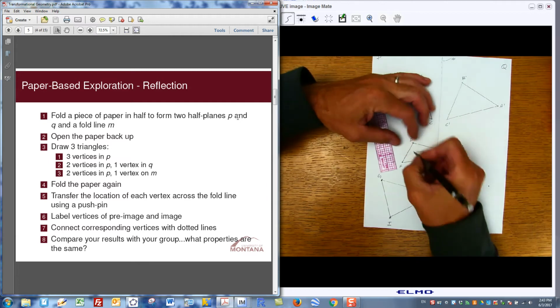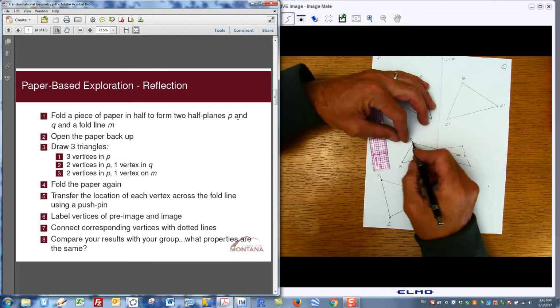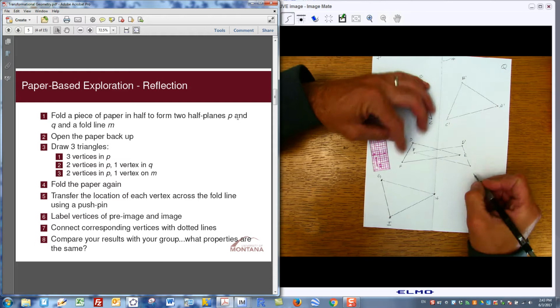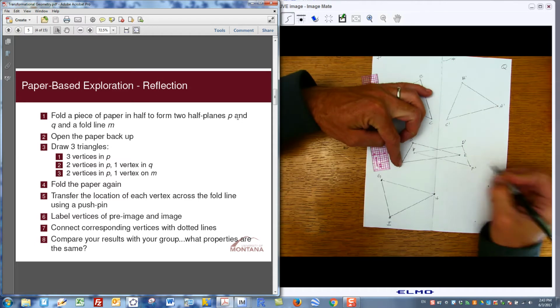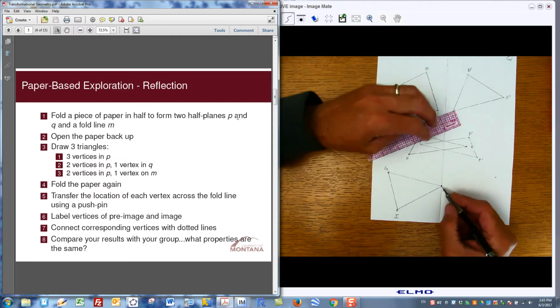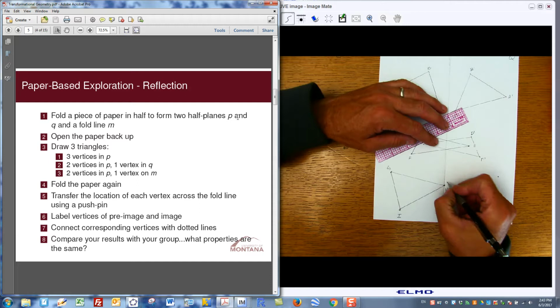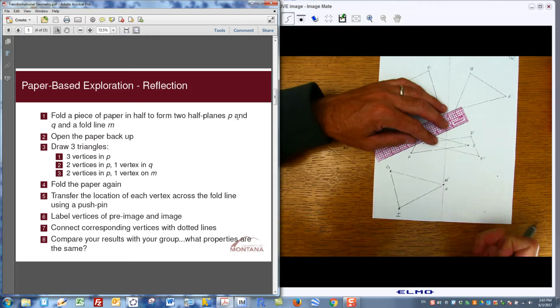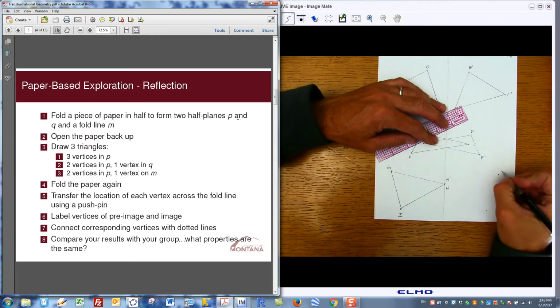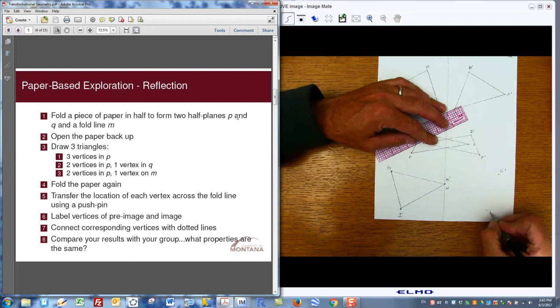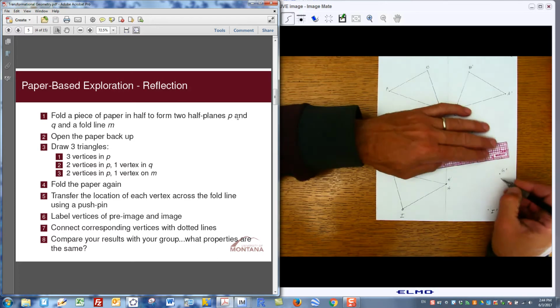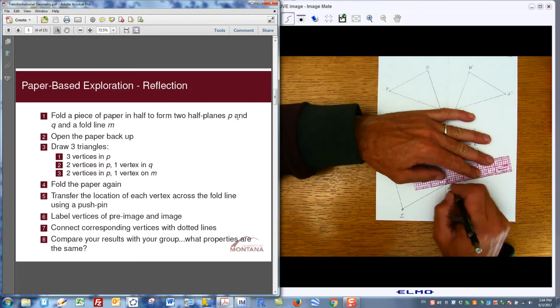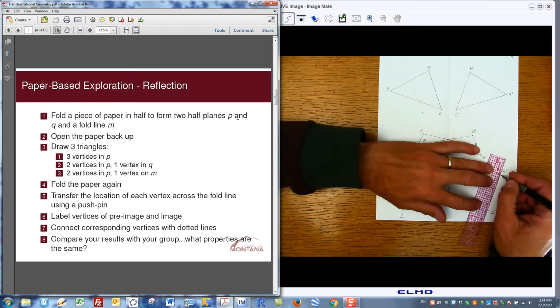So this was E, so this must be E prime that got transferred over here. This was D, so that must be D prime. This was F, so that must be F prime. This was H, which was on the fold line, so that must be H prime as well, still on the fold line. G got transferred across to G prime here, I to I prime here. And we can connect up the vertices here.